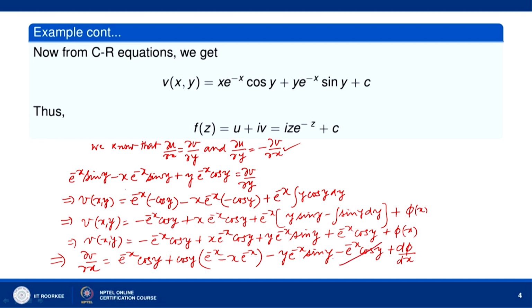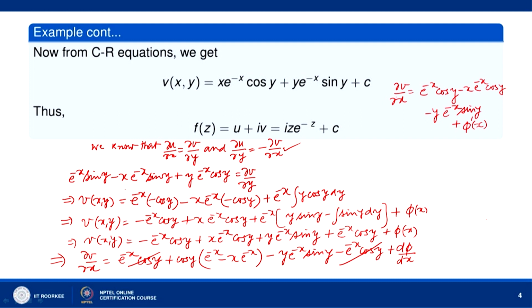Okay, this e to the power minus x cos y and e to the power minus x cos y will cancel, and we get the partial derivative of v with respect to x as e to the power minus x cos y minus x e to the power minus x cos y, and then we get minus y e to the power minus x sin y plus phi dash x. This d phi by dx let us write as phi dash x.